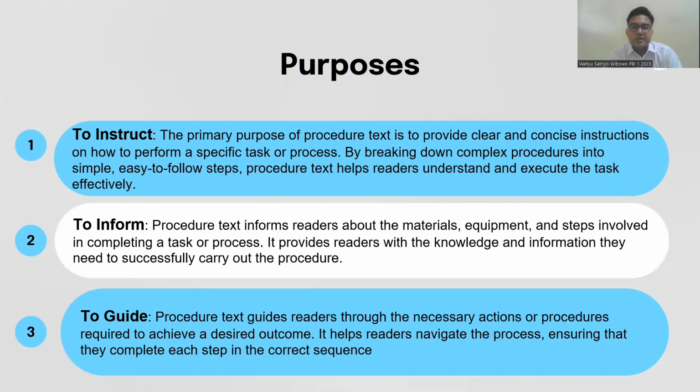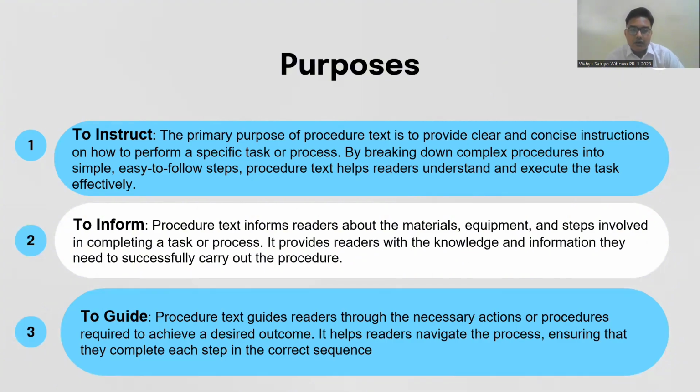The next is purpose. The purpose of procedural text is, one, to instruct. The primary purpose of procedure text is to provide clear and concise instruction on how to perform a specific task or process. By breaking down complex procedures into simple, easy to follow steps, procedure texts help readers understand and execute the task effectively.